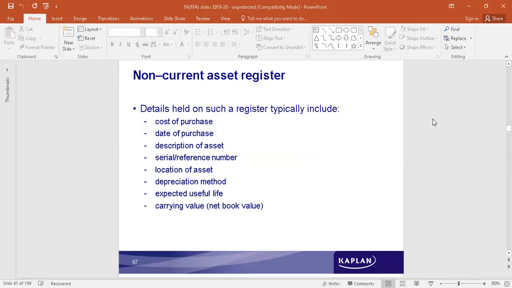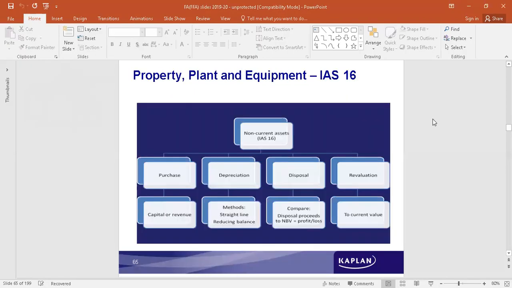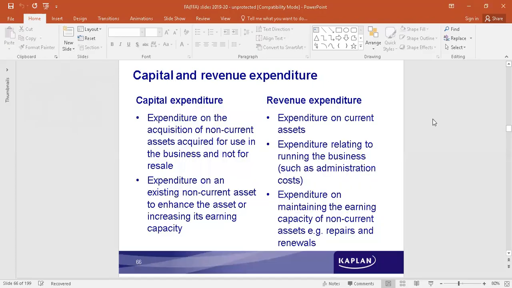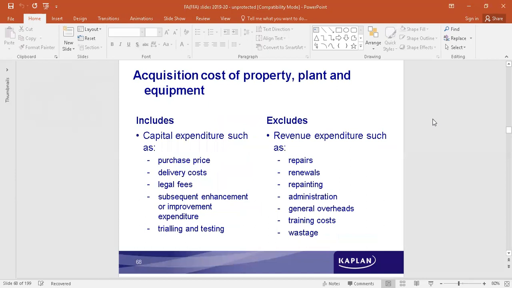There are many methods of calculating depreciation, but here, according to your syllabus, only two methods are discussed. One is the straight line method and the other one is the reducing balance method.